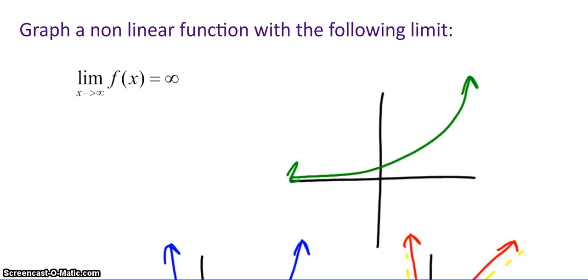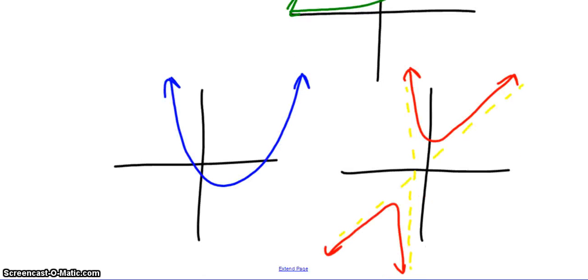Here, the limit as x goes to infinity of f of x equals infinity. So an exponential function would be an example of that. Quadratic would be an example of that. Some sort of rational function with a slant asymptote would be an example of that if the slant asymptote has a positive slope, or some other sort of oblique asymptote. So again, here there are many correct answers. These are just a few of them.